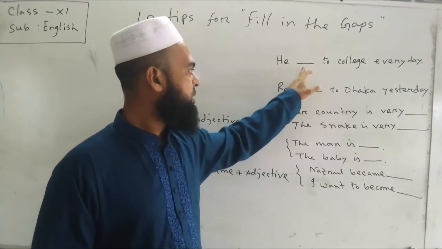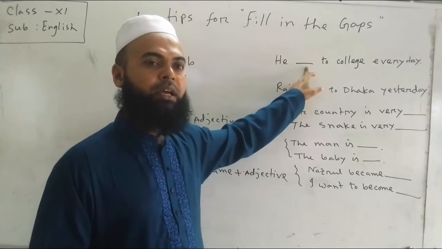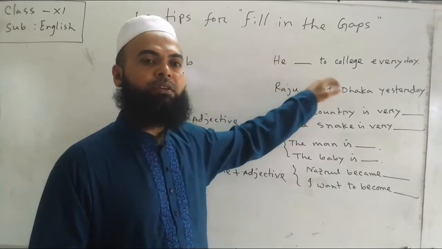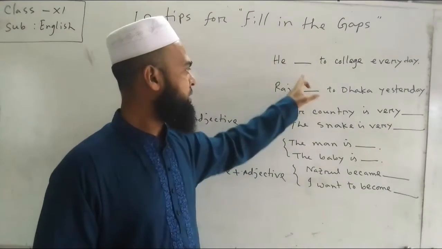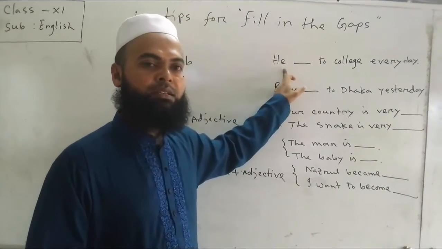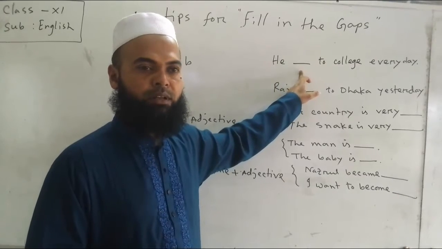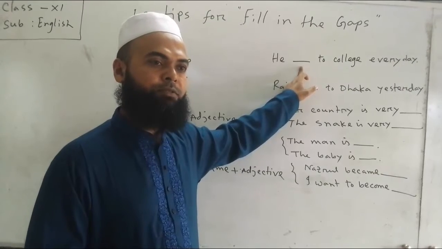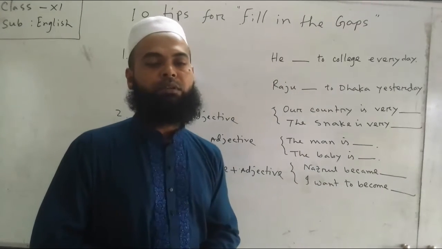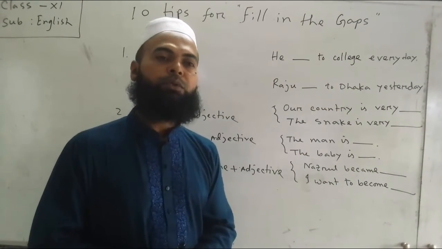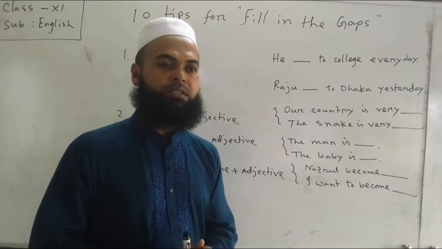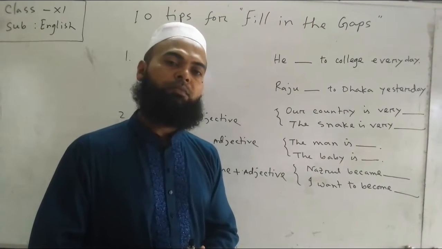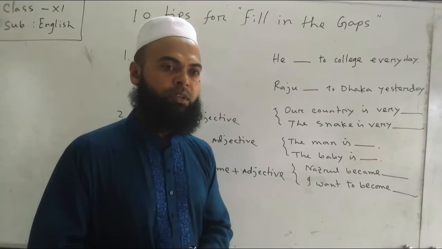And I will write a verb here according to the subject and according to the tense. Here the subject he is third person singular number, so I write goes. If the subject is third person singular number, then you have to add s or es with the verb in present indefinite tense.